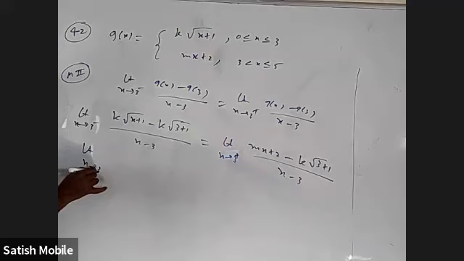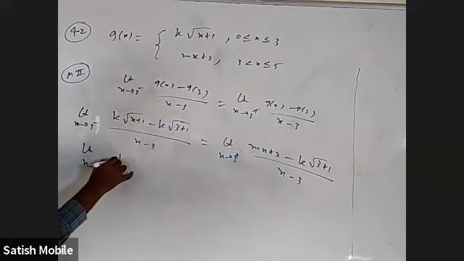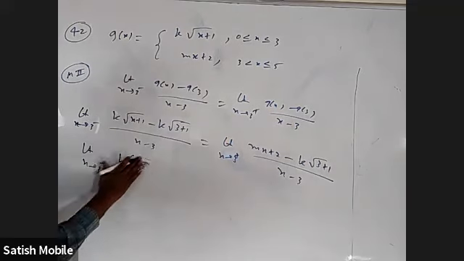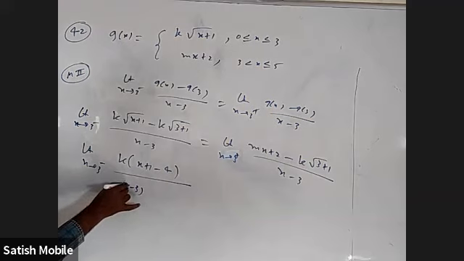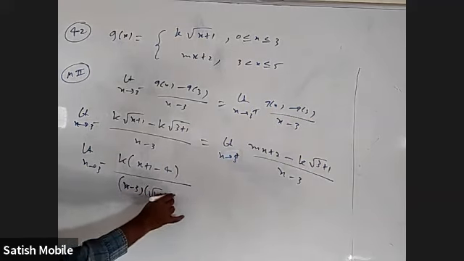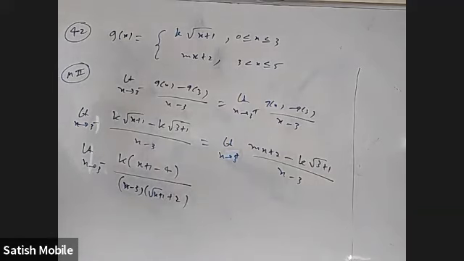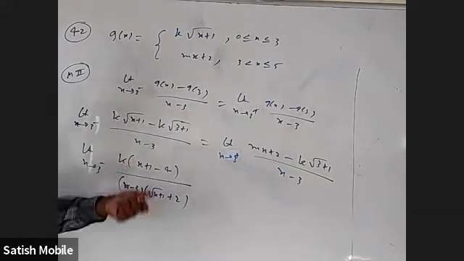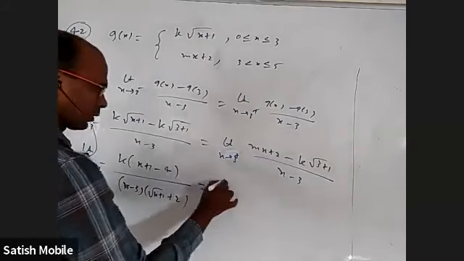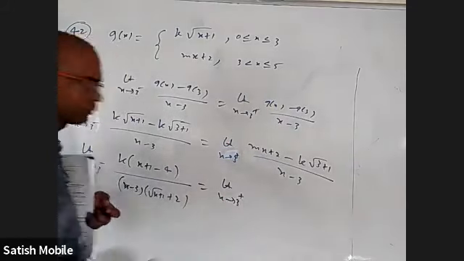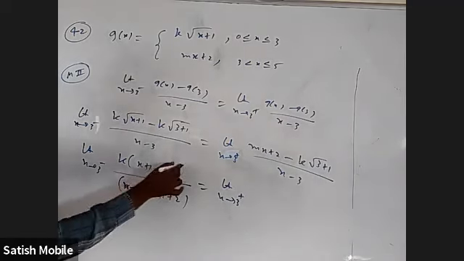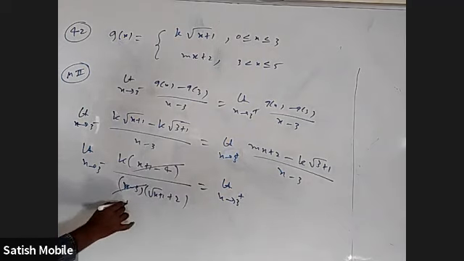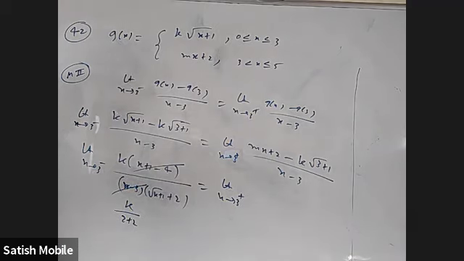Okay, limit x tends to 3 minus. Obviously, I have to rationalize this. When I rationalize, I'll get root, sorry, not root, x plus 1 minus 4 by x minus 3 into root x plus 1 plus 2. This is root x plus 1 minus 2. I rationalized it, I got this. Limit x tends to 3 plus. First of all, this is x minus 3, this x minus 3 cancels. When I put 3, I'll get k by 2 plus 2, which is k by 4.